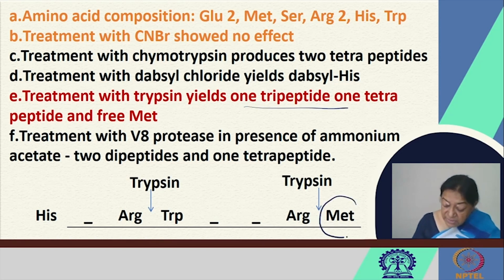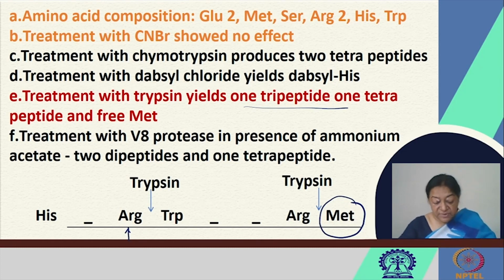So the free methionine was here. So this had to be preceded by an arginine. And we had one tripeptide and one tetrapeptide. So given that, we could look at the location of the arginine based on the identification of the specific residues. Given that the location of the arginine elsewhere would not give us the tripeptide and the tetrapeptide and the free met, this is the only location possible for the arginine residues.